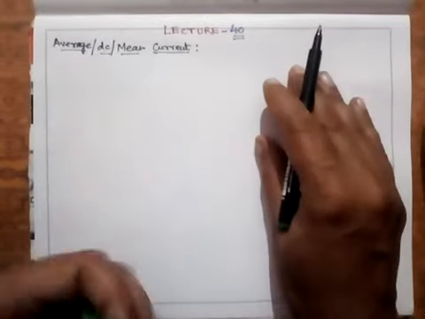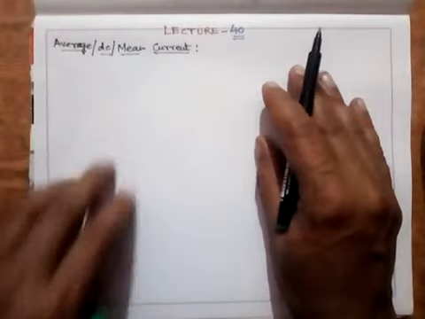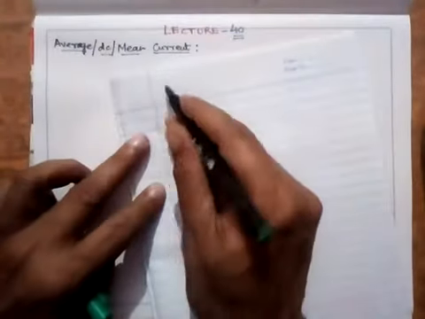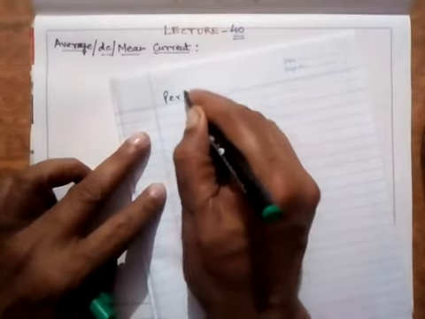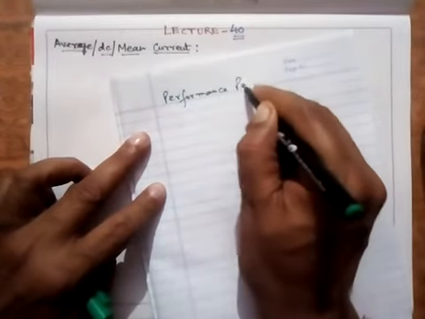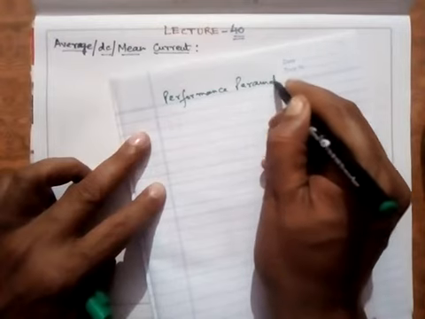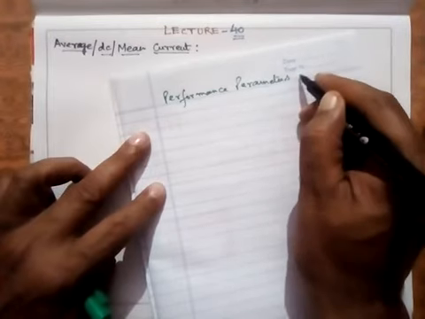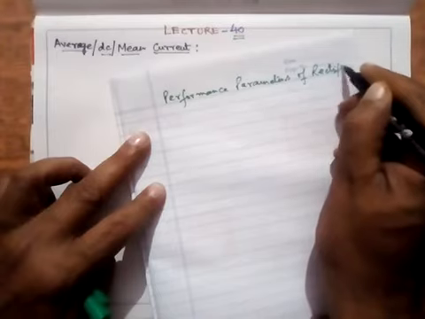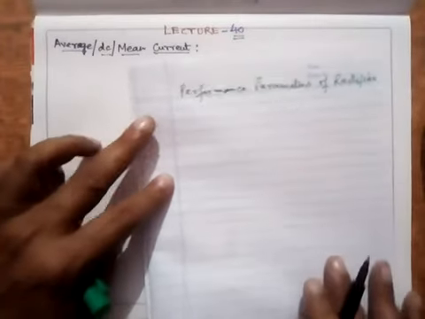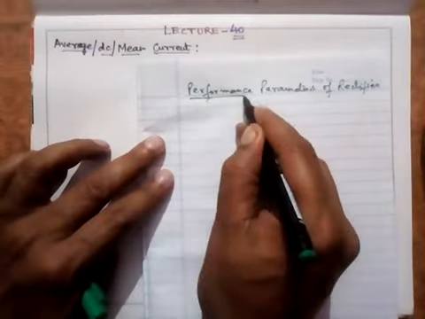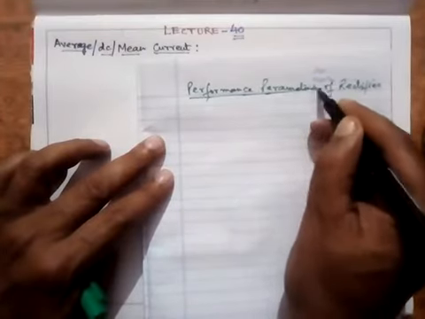Now before I come to this topic, how you derive this average current or mean current, there are certain performance parameters, of course, of rectifier, whether you talk about any rectifier, whether half wave or full wave or a bridge rectifier. Full wave can be center type or a bridge rectifier.